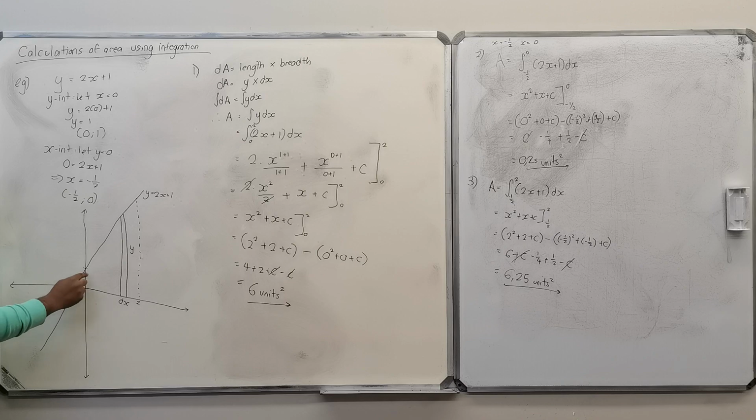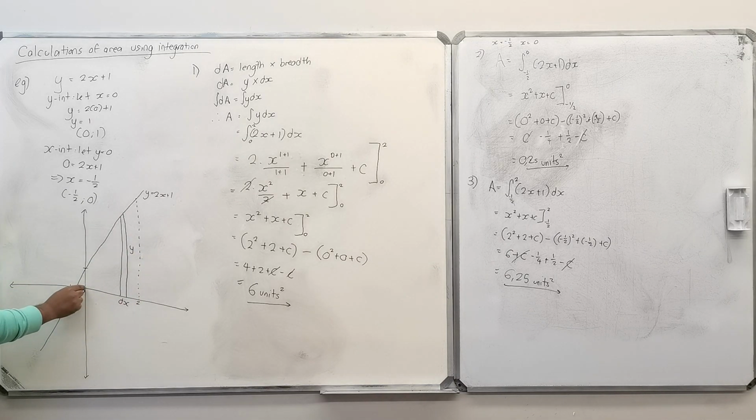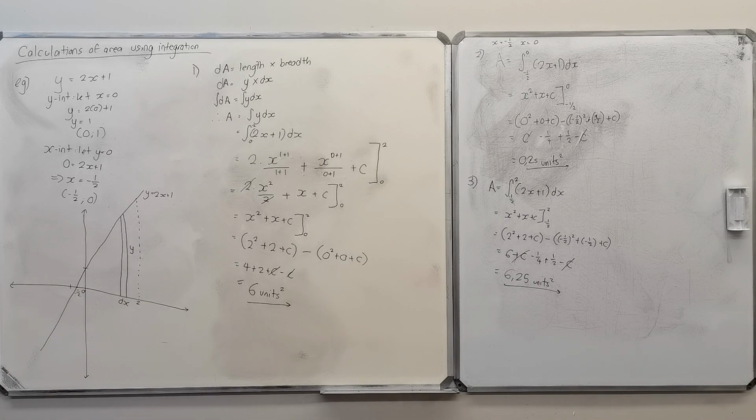Remember in question 1 we worked out the area from 0 to 2, right? Question 2, I worked out the area from minus half to 0. This was 0.25, agree? This area was 6. If I added these areas to each other, what do I get? And when I integrate from minus half to 2, what do I get? 6.25, right? Two ways in which you could have worked it out. You could have just added the two.